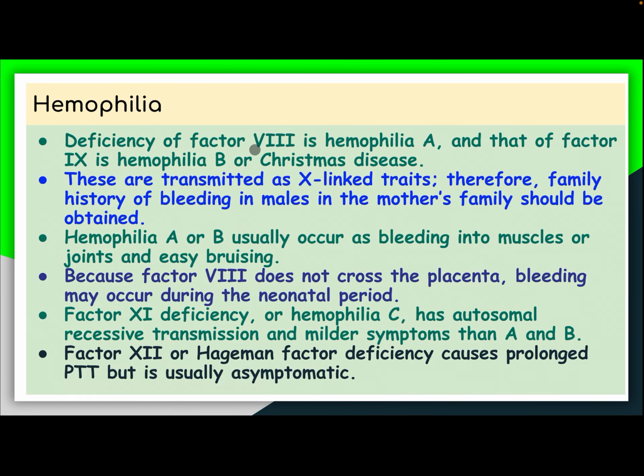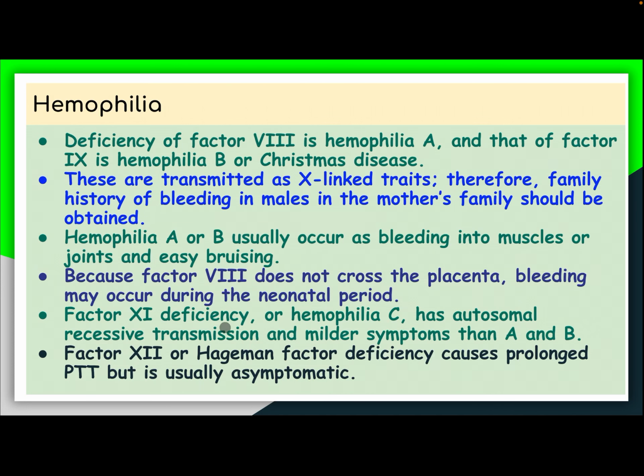Hemophilia. Deficiency of factor 8 is hemophilia A, and that of factor 9 is hemophilia B or Christmas disease. These are transmitted as X-linked traits. Therefore, family history of bleeding in males in the mother's family should be obtained. Hemophilia A or B usually presents as bleeding into muscles or joints and easy bruising. Because factor 8 does not cross the placenta, bleeding may occur during the neonatal period.